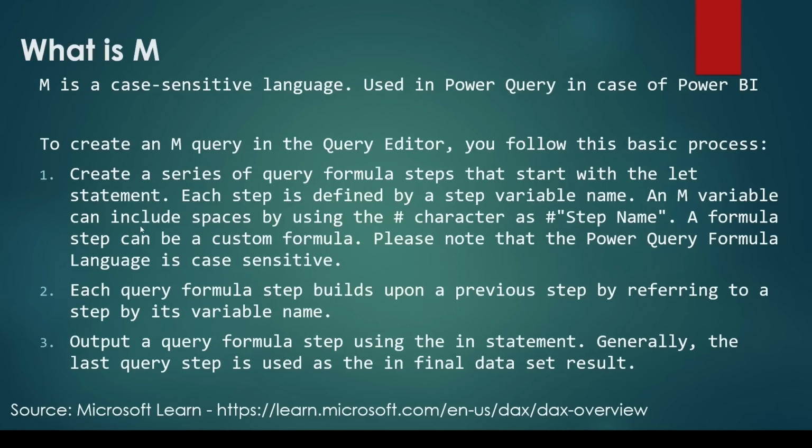M is a case-sensitive language. What do you mean by case-sensitive language? In case sensitivity, let's say you write down sales, and in one of the sales you write S capital. That is different from the sales where S is small. As M is case-sensitive, your column names with title case, small case or uppercase are different from each other. Same is true for the tables. So when you are using them in your formulas or calculations, you need to take care of them.